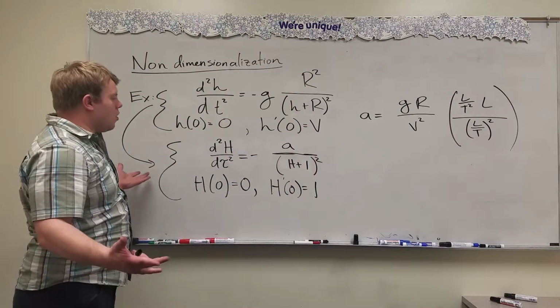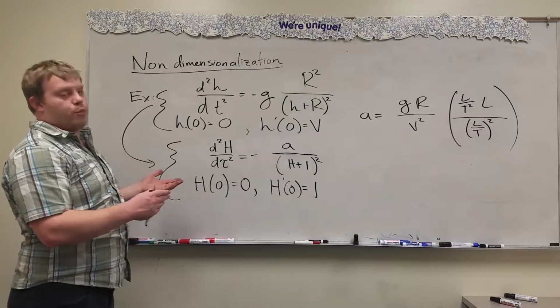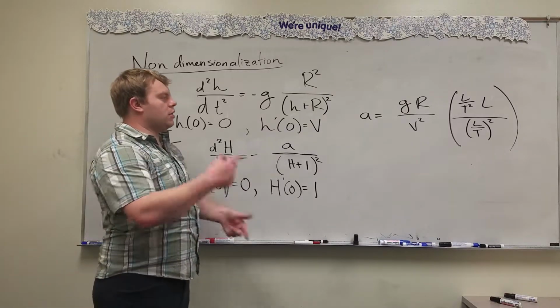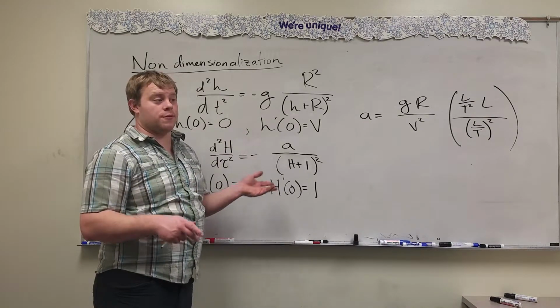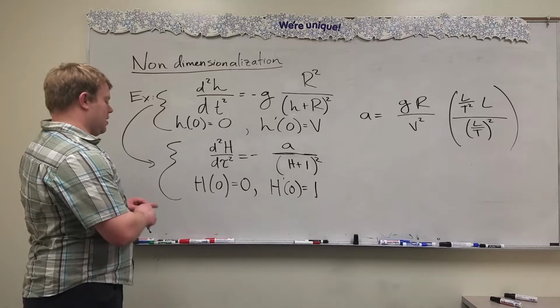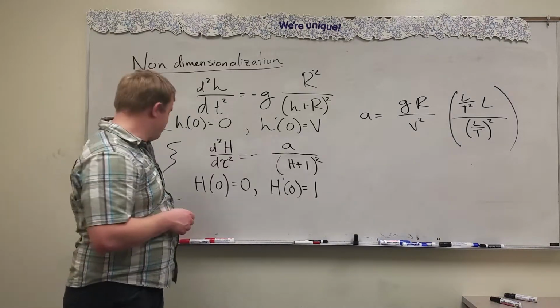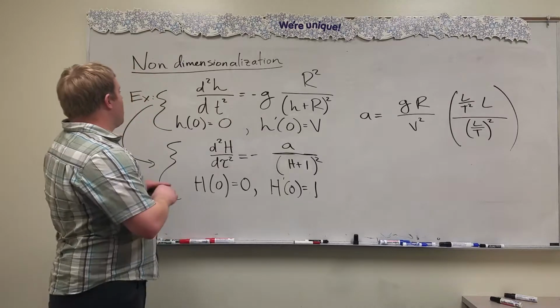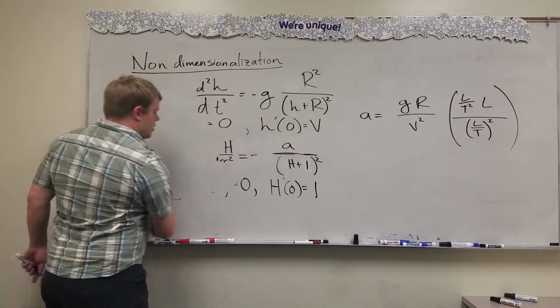So then I could go and solve this differential equation, find a solution for big H, make the change of variables back to convert it to little h in terms of t, and then I'll have a solution for my original problem. Okay, so it's great. All right, let's do another example.